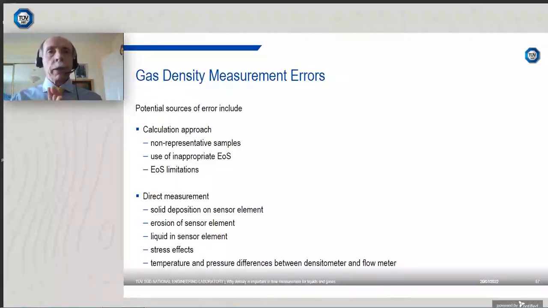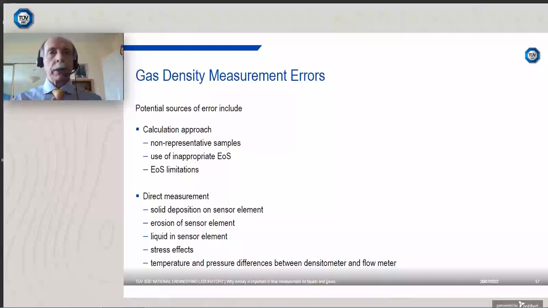Using an inappropriate equation of state, as we saw there, for example, the Valderrama-Patel-Teja equation has limitations at certain conditions, but even what we think of as the best equations, the reduced Helmholtz type equations like AGA8 and GERG, have limitations, particularly either around phase boundaries in the case of CO2 or with hydrogen present. For direct measurements, similar considerations as for liquids.